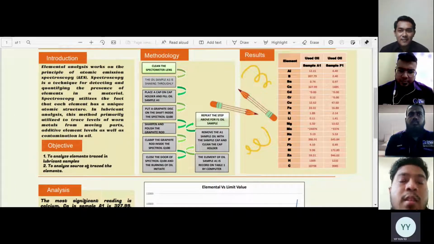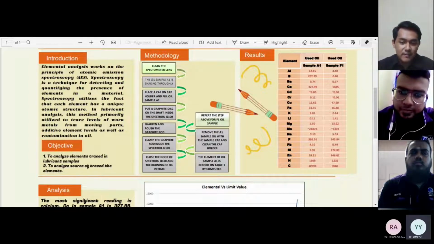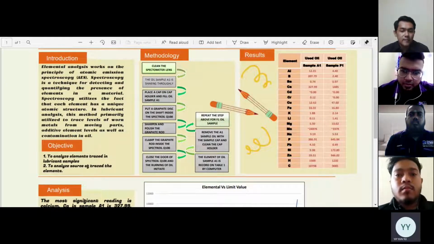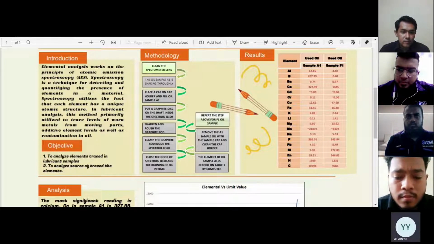Okay, thank you to Ismail for the methodology part. So now it's my turn. Since I'm sharing the screen, I cannot show my face. As you can see in the report, we use two types of sample oil, which are A1, the new engine oil, and F1, the used engine oil. After the lab session, we found that each element has its own limit value.